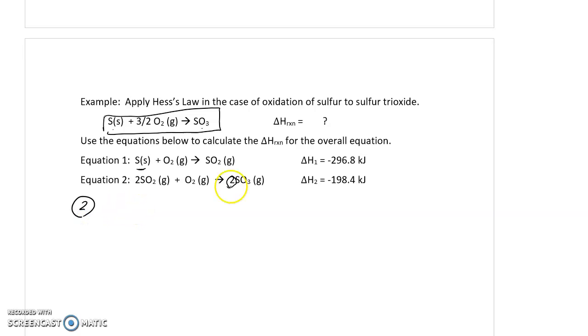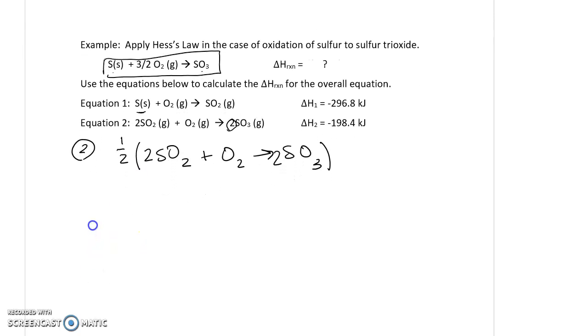So with equation 2, to get rid of that 2, I'm going to multiply everything by a half. So I have a half times our 2SO2 plus our O2 going to 2SO3. So multiply everything by a half. So let's go ahead and multiply through. So this will leave us with SO2 plus half of an O2, and then now just 1 SO3, 1 mole of SO3. Now whatever you do to the equation, we have to do to our delta H. So we multiplied everything by a half, so I am going to multiply my delta H2 by a half.